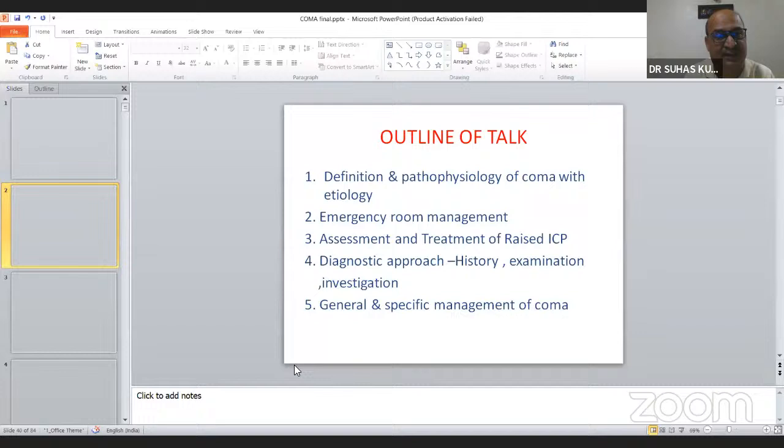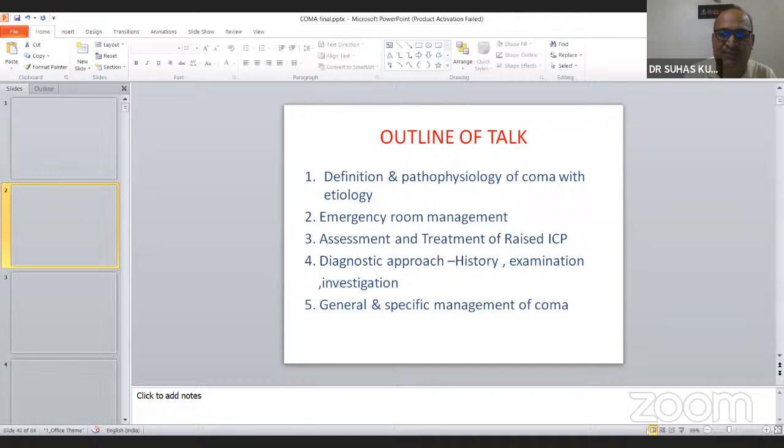So you have touched almost all aspects of the approach to a case: the general examination findings, system examination findings, and also the coma etiology, investigation, and management part. You also told about the prognosis, and what difficulties and problems we can make when we are managing a case of coma.